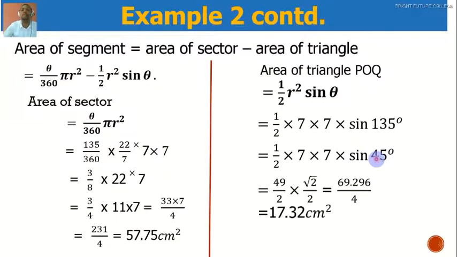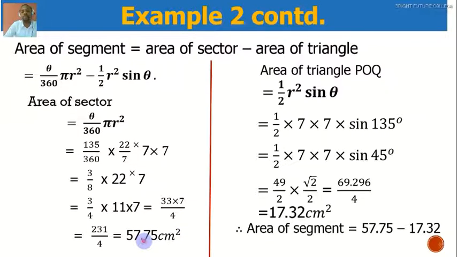So we now have 7 multiplied by 7 is 49 divided by 2, that is here. Now sine 45 is root 2 over 2. When we manipulate that, we have 69.296 divided by 4, and our answer is 17.32 cm square. At this point we can now find the area of segment by subtracting this area of the triangle from the area of the sector here.